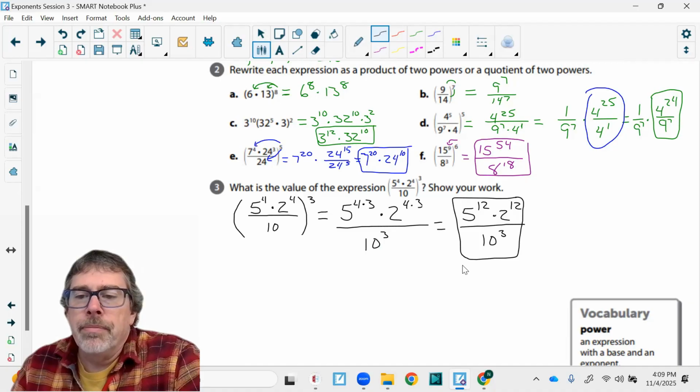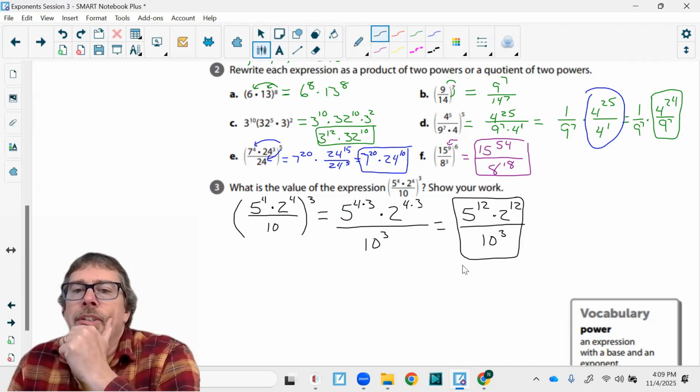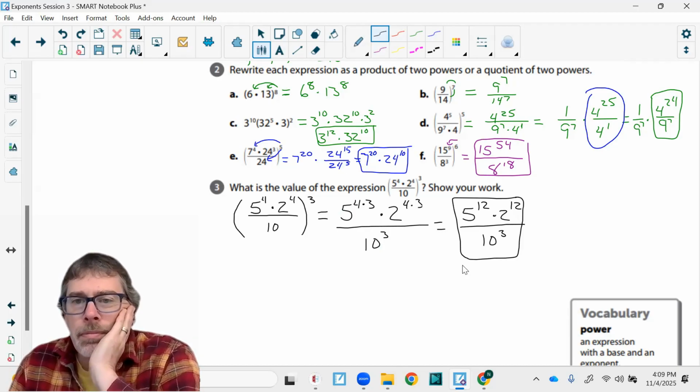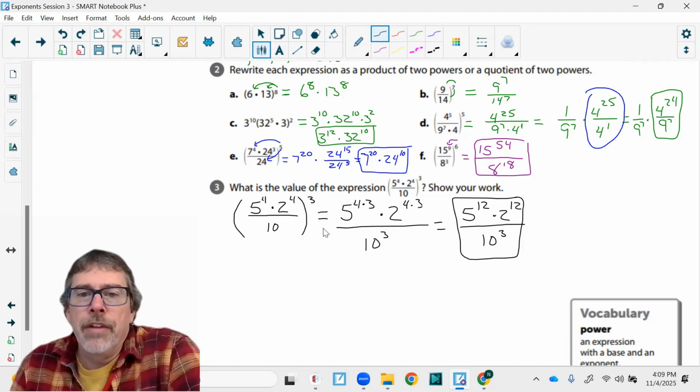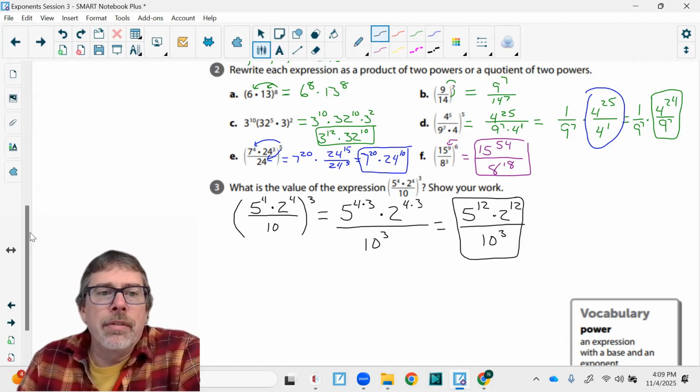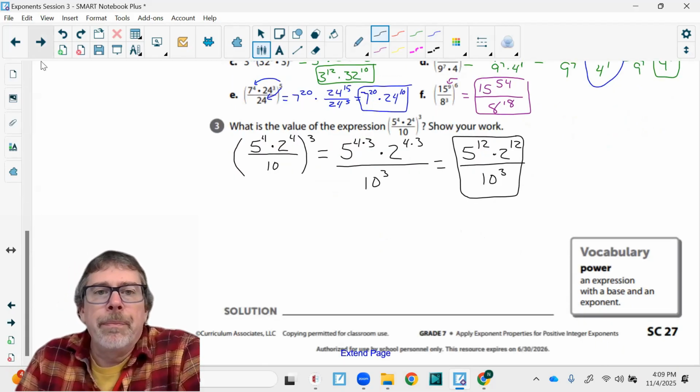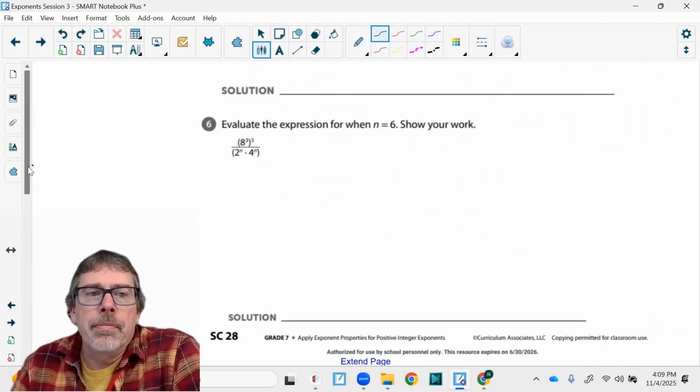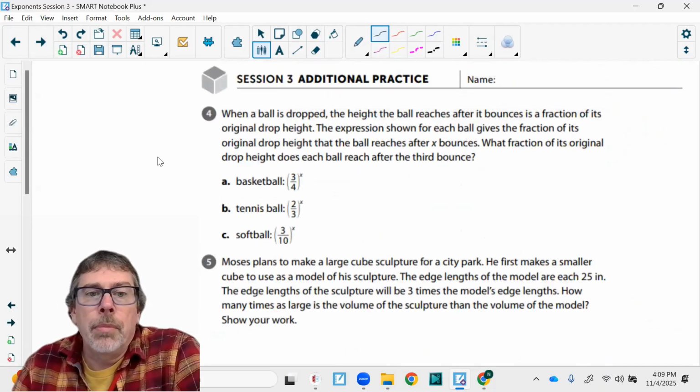And there it is. So it says, what is the value of the expression? So I wonder if they want us to continue. Wow, those are going to be really, really big numbers. I'm just going to stop right there. If you know the process, that's fine. You can always check it with a calculator, but anyhow. Number 6. Number 4.